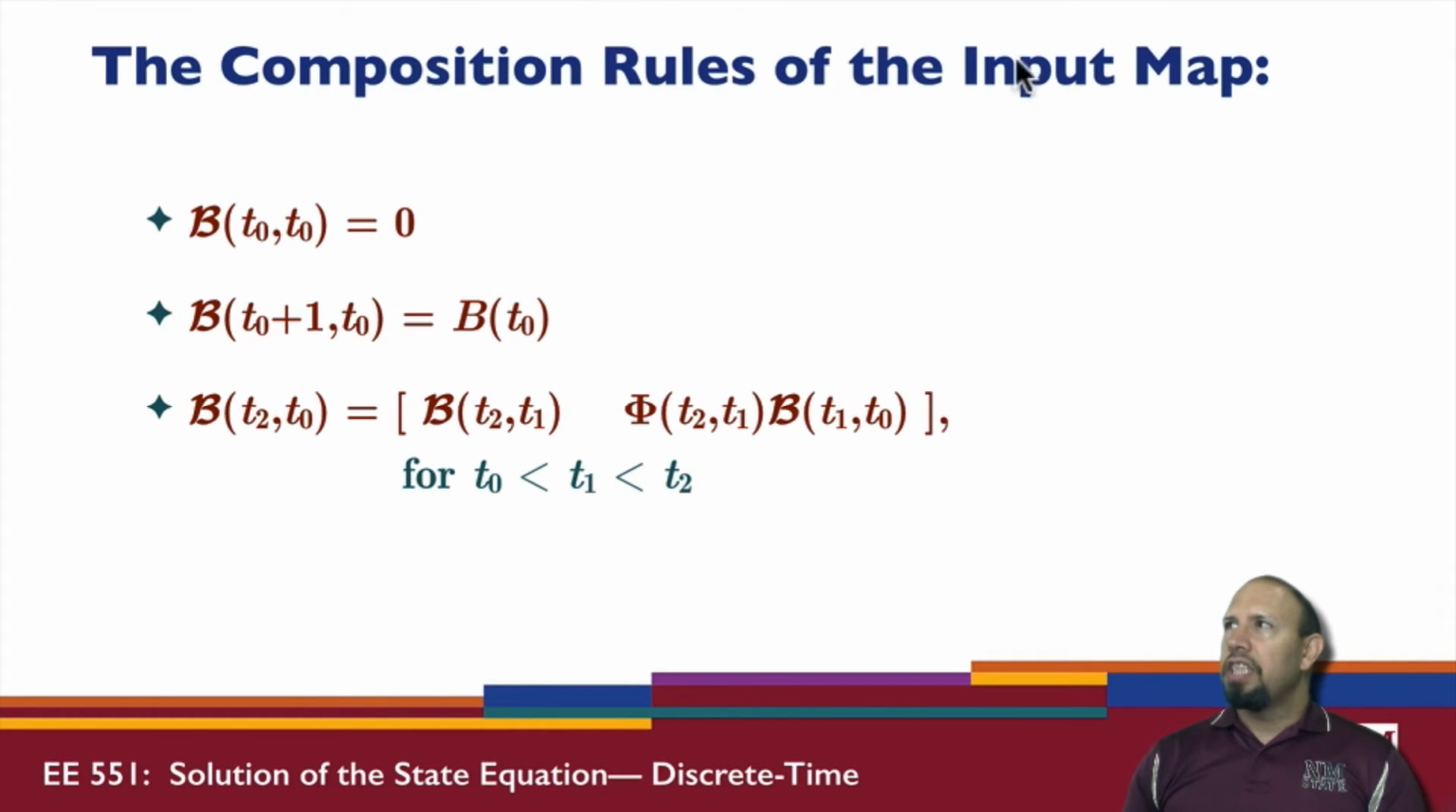The input map also satisfies what are called composition rules. Composition rules first say that the input map from t naught to t naught is just 0, or actually its dimension is 0. So it doesn't actually appear in the solution at that point. If we go from t naught one step ahead, it's equal to the matrix B at time t naught. If we go from t naught to t2, the input map goes from t1 to t2 and from t naught to t1. And so we have these expressions for the input map. We have a telescoping that occurs in all of this. So these are the composition rules of the input map.